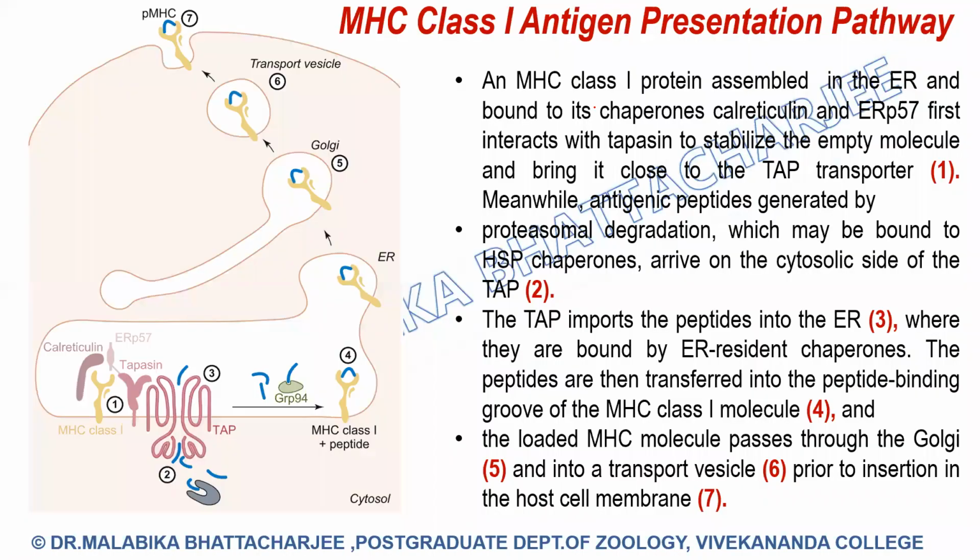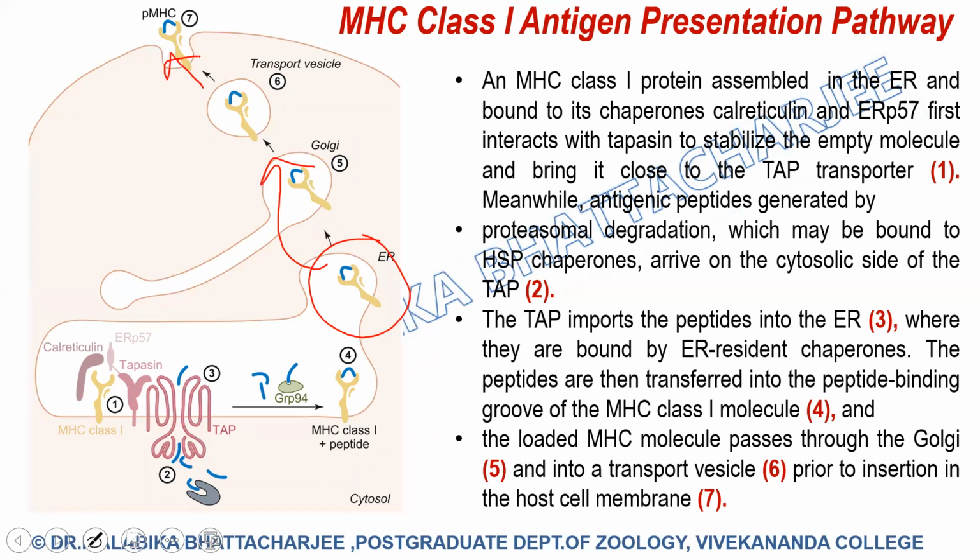So the MHC class 1 has been loaded by the peptide by the process we just saw, and gradually it moves out through the Golgi in a vesicle to finally be expressed on the surface of the cell in which this antigen processing and degradation took place. So that was about the MHC class 1 molecule.